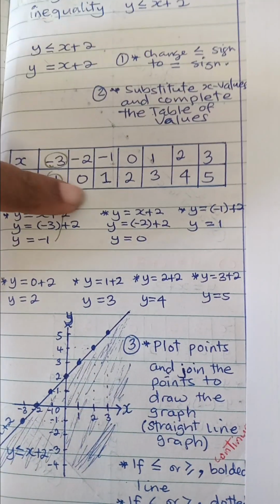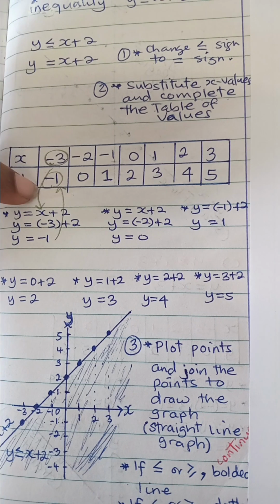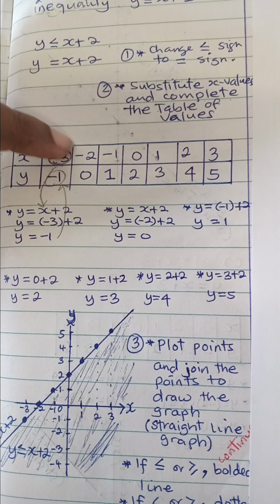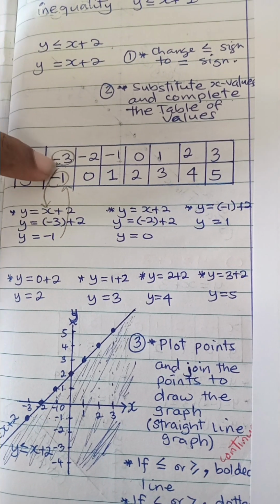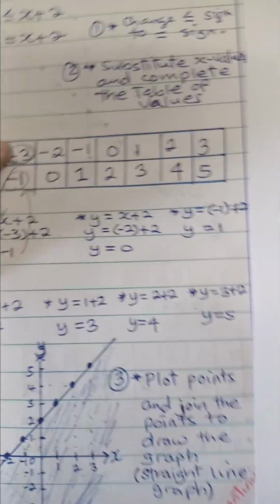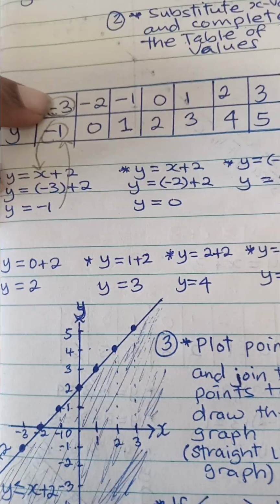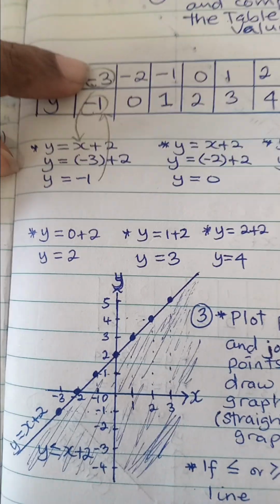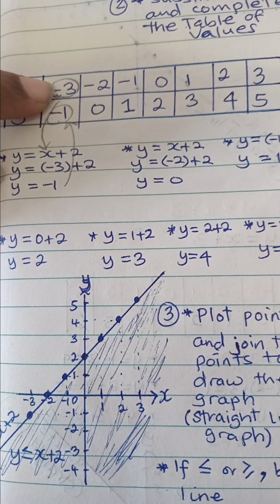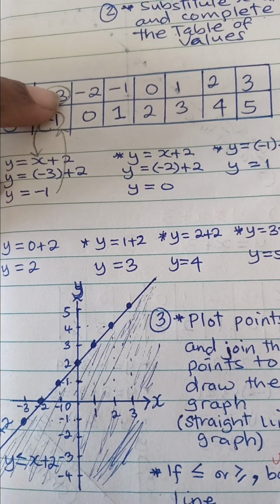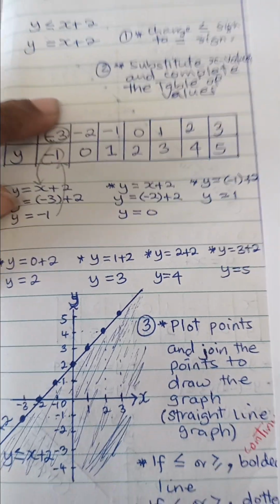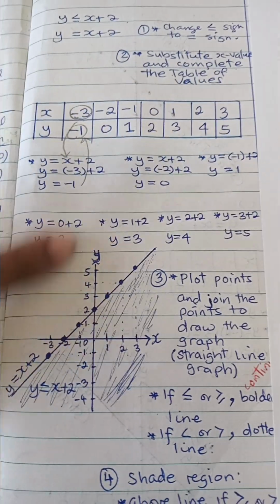Now this table with values of x and y gives us the coordinates we will use to plot points on our graph on a Cartesian plane, and then we connect them to draw a straight line graph. This is the x coordinate and this is the y coordinate of one single point. Okay, let's plot each of these points onto our graph.